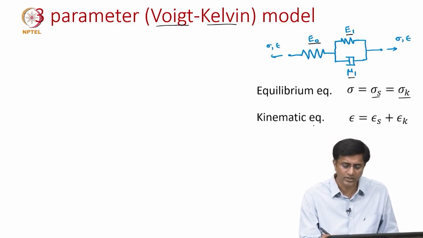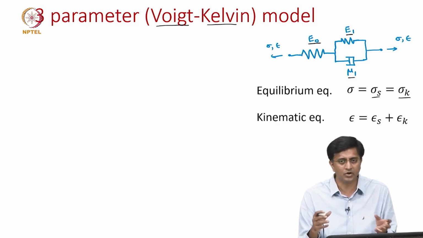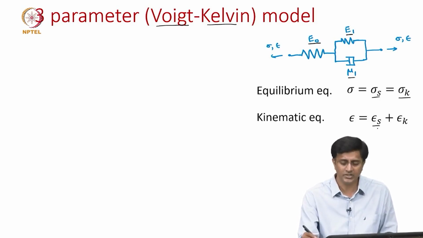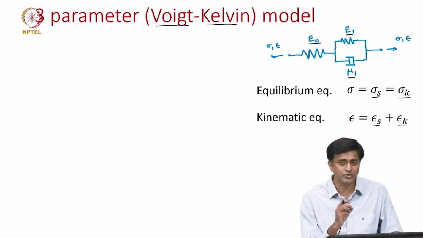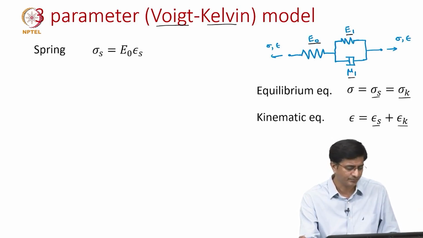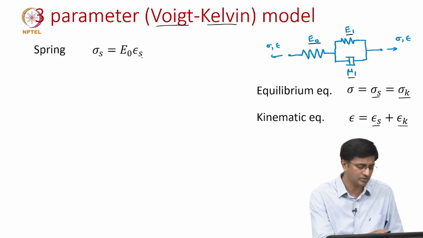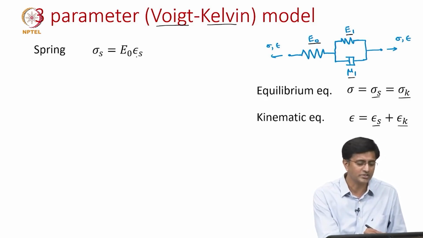And coming to the kinematic equation, since both of them are in series, the total strain is the summation of the strain in the spring, given as epsilon s, plus the strain in the Kelvin model, given as epsilon k. But now let us look at the constitutive equations for the spring and the Kelvin, which we already know from earlier videos. For the spring, this is simply the Hookean model, where the stress in the spring sigma s is given as the modulus times the strain.